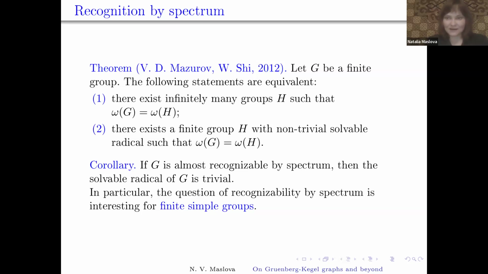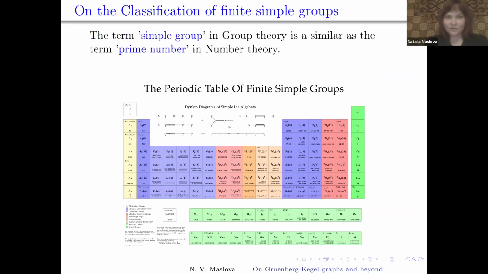Let us remind what the finite simple groups are. The term simple group in group theory is almost the same as the term prime number in number theory. Finite simple groups were classified. Here, it's some joke. There is the periodic table of finite simple groups. Of course, this table is infinite. It's not finite, but you can imagine that there exists some table in which all the finite simple groups are presented. Let us discuss the details.